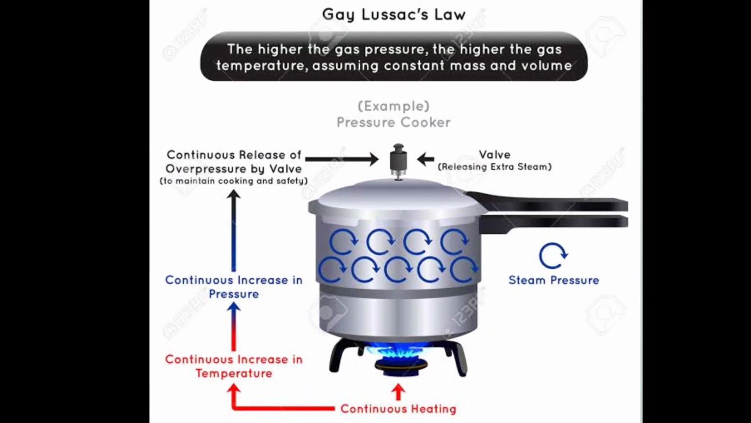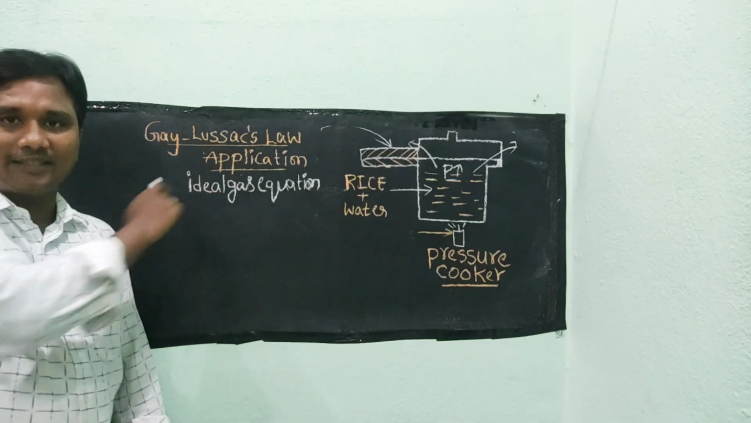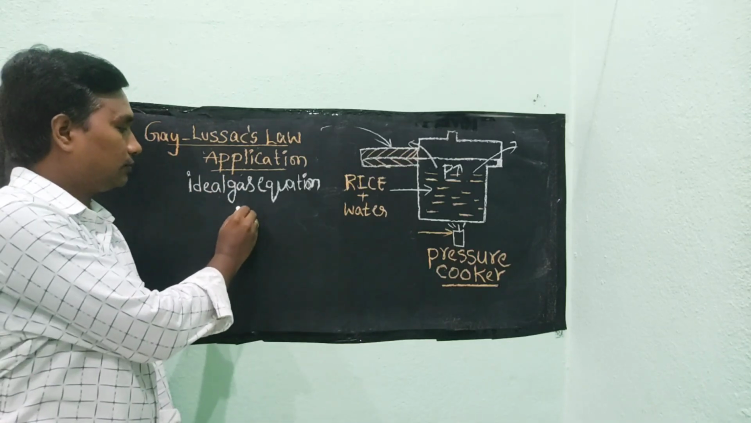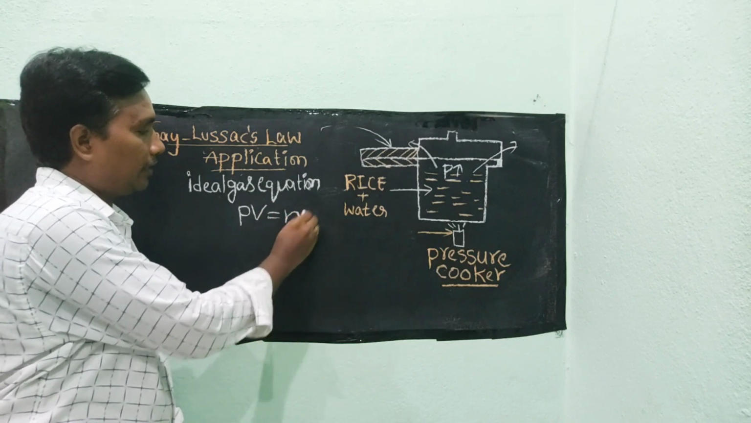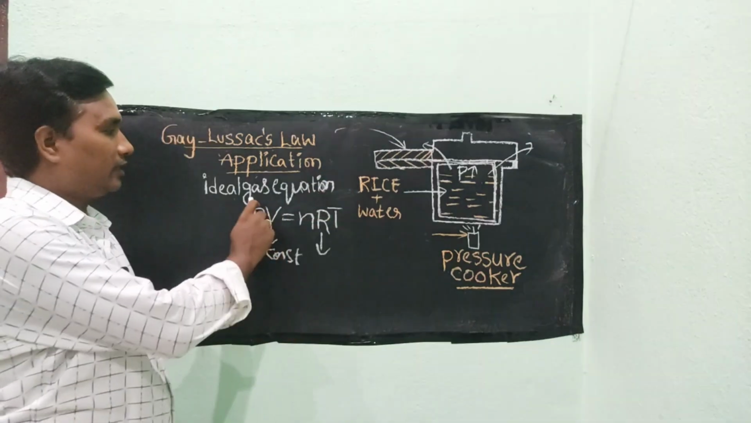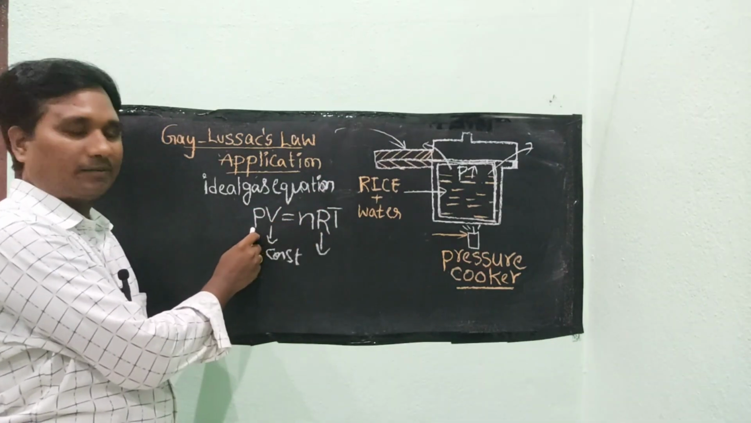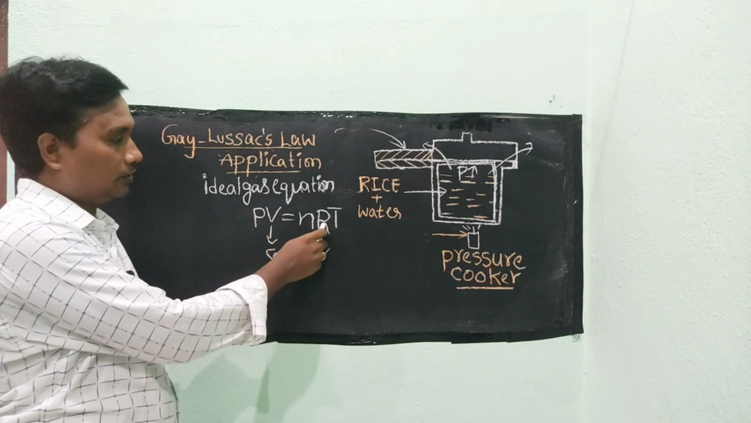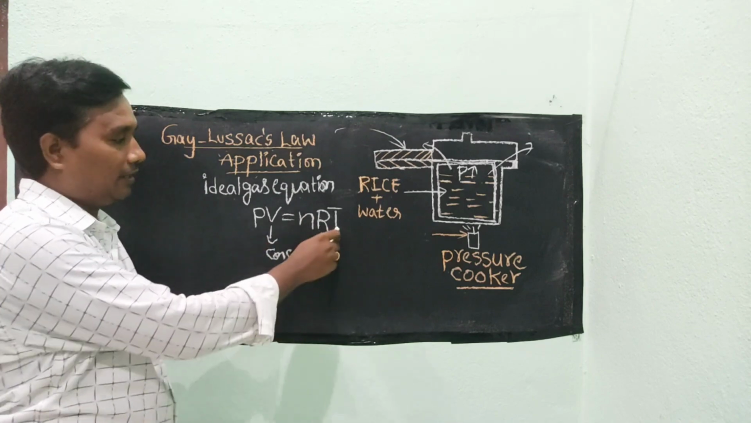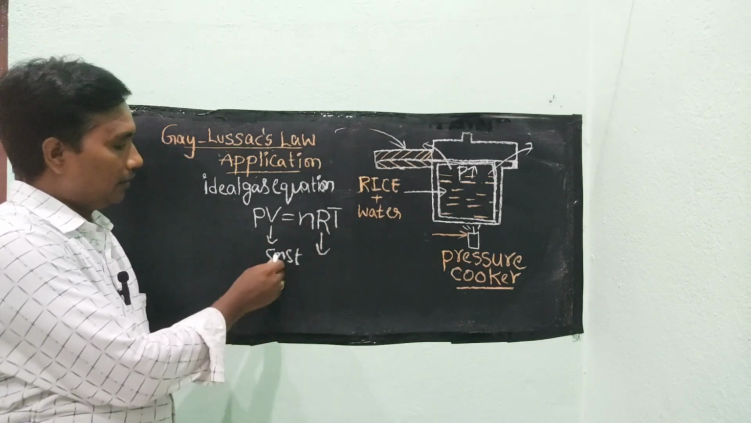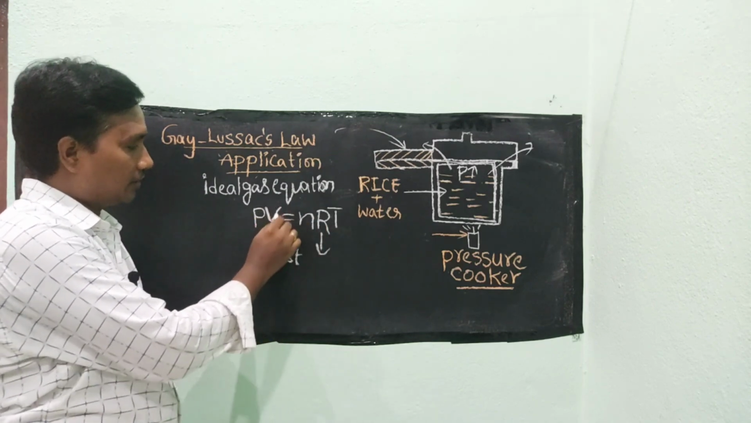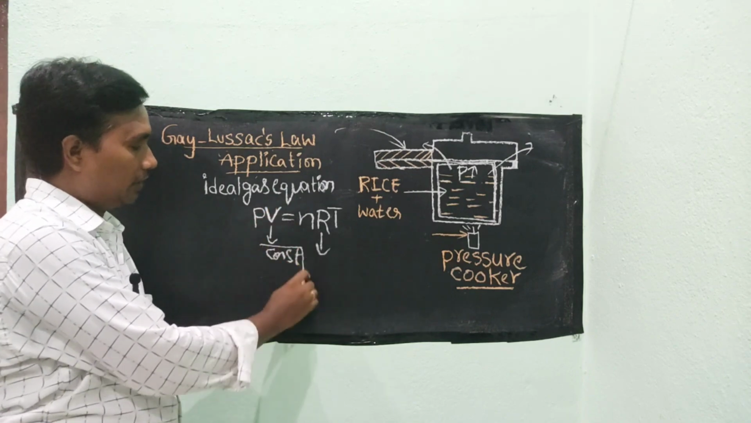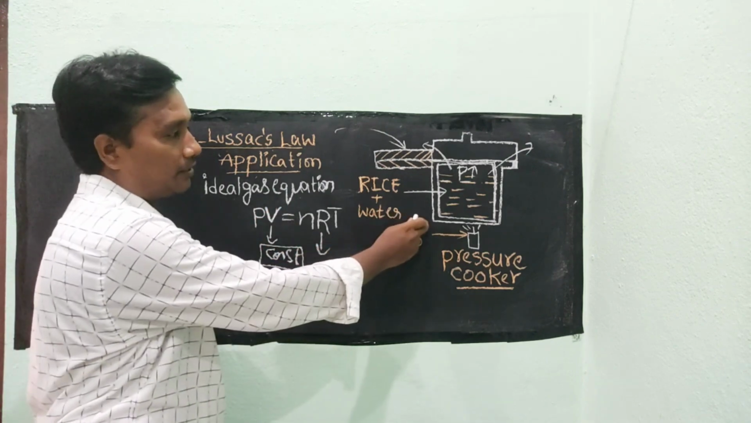Lussac's law is derived from the ideal gas equation, that is PV equal to nRT. In this ideal gas equation, P represents pressure, V represents volume of gas, n represents number of moles, R represents gas constant, T represents temperature. Here, V, the volume of gas, is to be constant. This is applied to pressure cooker.